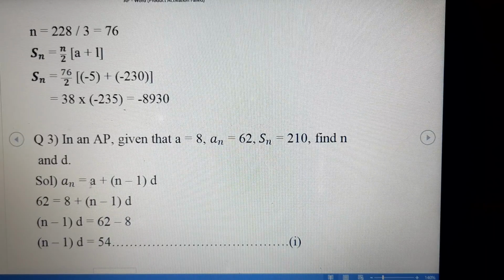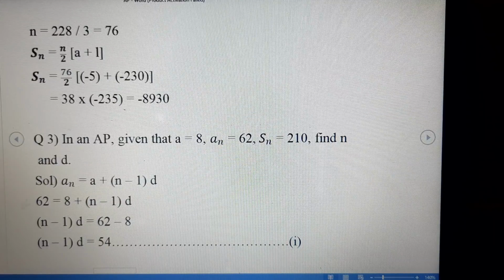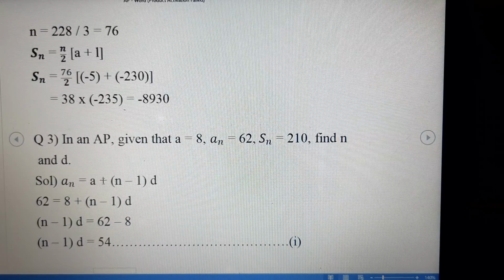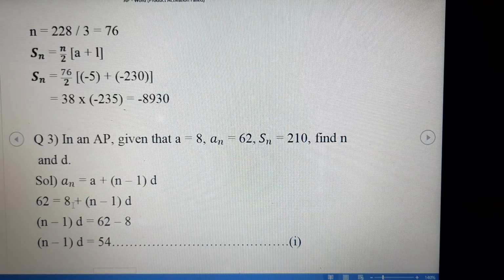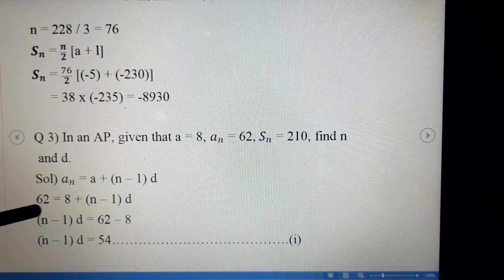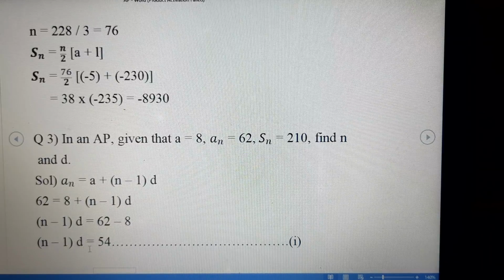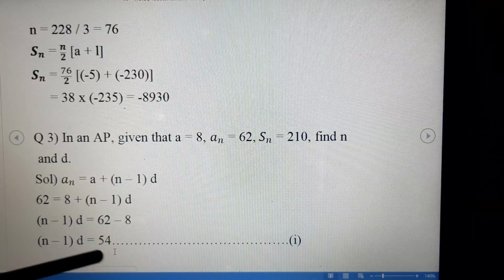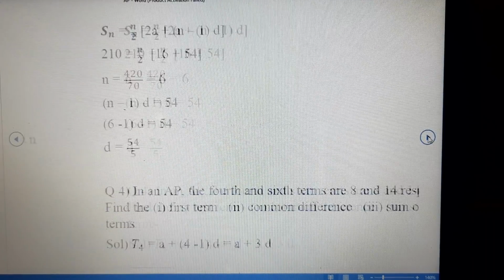An is equal to a plus n minus 1 into d. Clear? And because the nth term was given as 62, so 62 is equal to the general term, the nth term, is equal to a plus n minus 1 into d. So the value 8 will be shifted this side, becomes 62 minus 8. We can say that the value of n minus 1 into d is 54. Remember, the value of n minus 1 into d is 54. We are going to substitute it further.